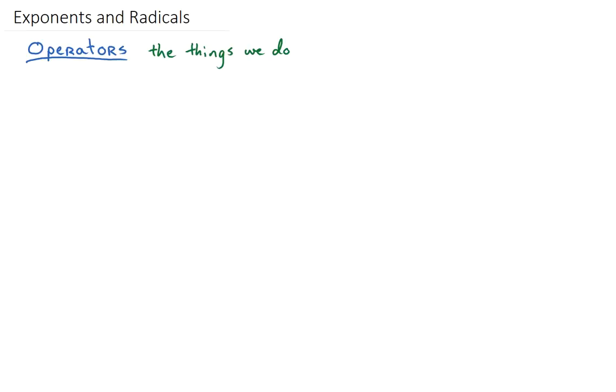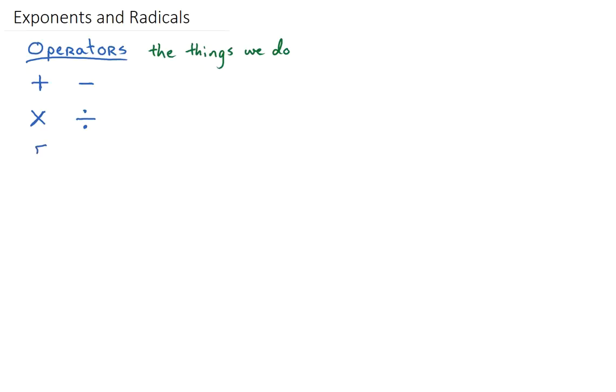In other words, they are verbs. So, for example, addition is an operator. Subtraction is an operator. Addition is the most basic operator, and subtraction is its opposite. Now, if we go up a step on that, we would have multiplication, because multiplication is repeated addition, and its opposite is division. Then up one more step is when we get to exponents and radicals.